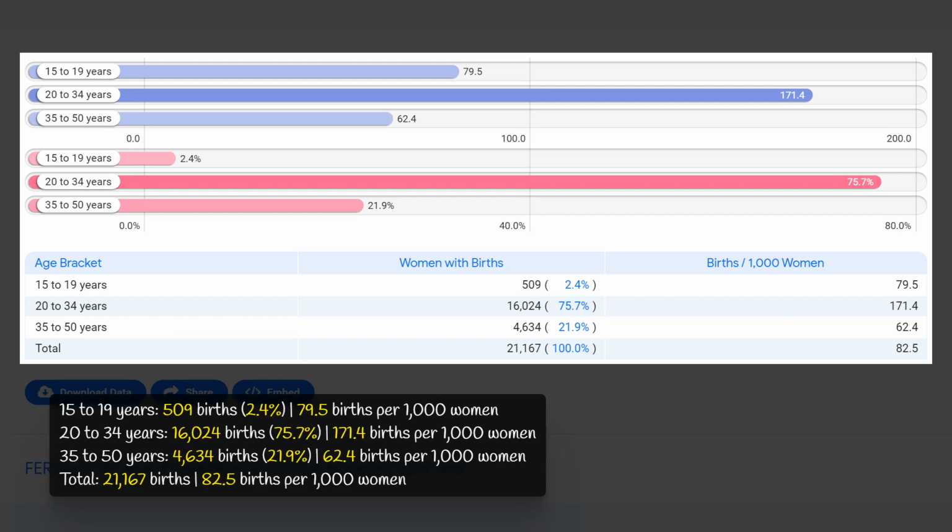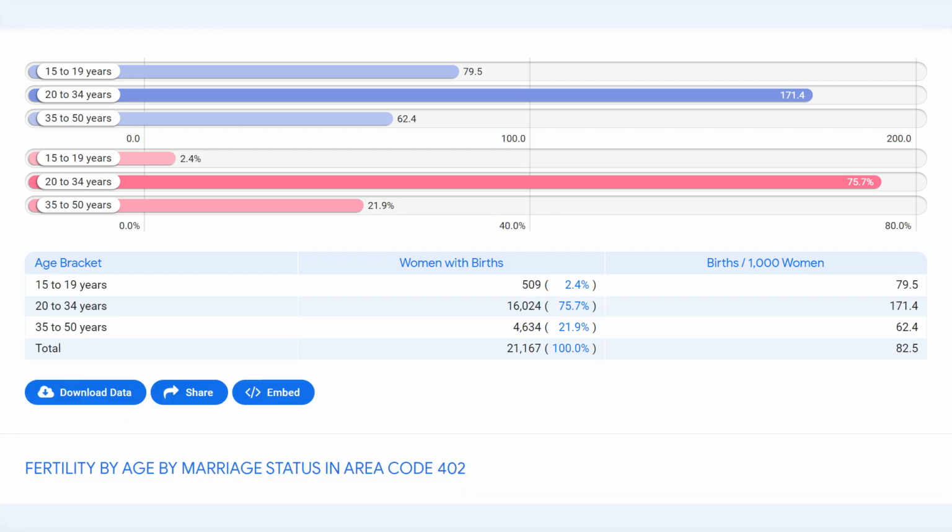Overall, the fertility rate in this area was 82.5 births per 1,000 women, with the highest rate among women aged 20 to 34 years, 171.4 births per 1,000 women. This data suggests that the majority of women in this area are choosing to delay childbirth until their 20s and 30s, with a smaller percentage having children in their late teens or early 50s.